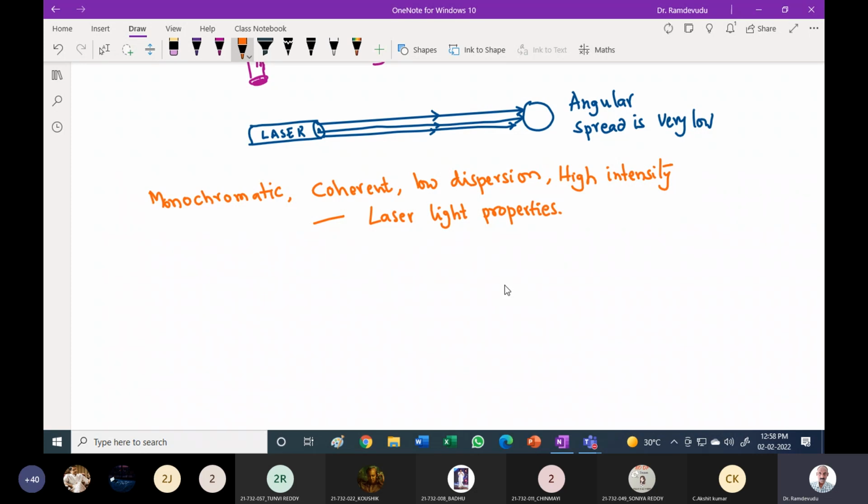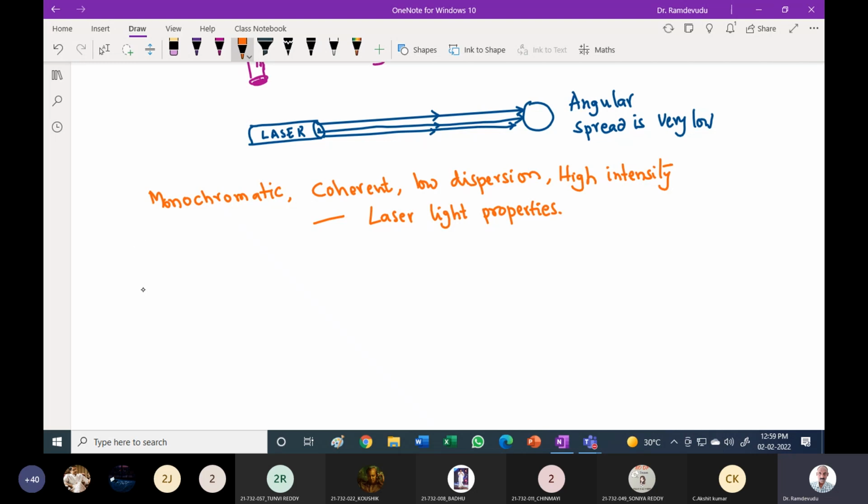Now, how do I get laser? Why is it so special when compared to ordinary light? Why is ordinary light spreading like anything? And what is the phenomenon by which laser light is produced? To understand the production of laser light, you should understand three important transitions. So we now look at three different processes of electromagnetic radiation.